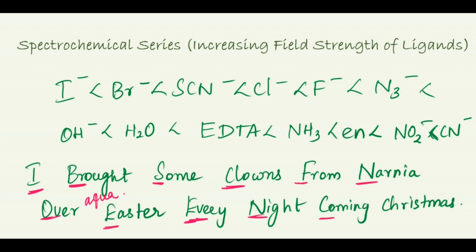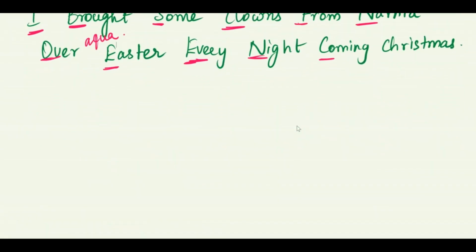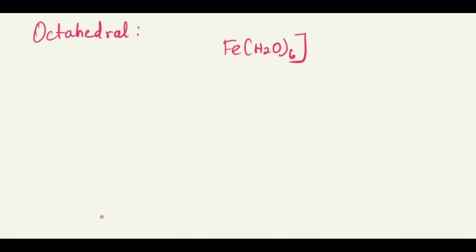Let's get started with solving tetrahedral and octahedral related examples. The first one I'm taking out here is octahedral complexes. I'm taking two types of ligands, strong field and weak field. Let me take Fe(H2O)6 2+ and Fe(CN)6 4-.